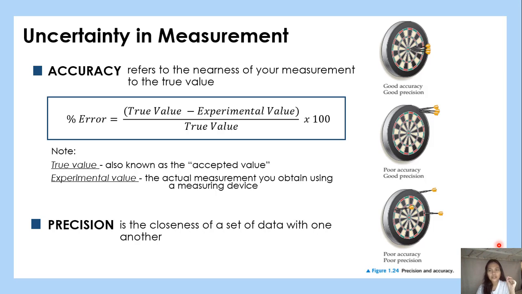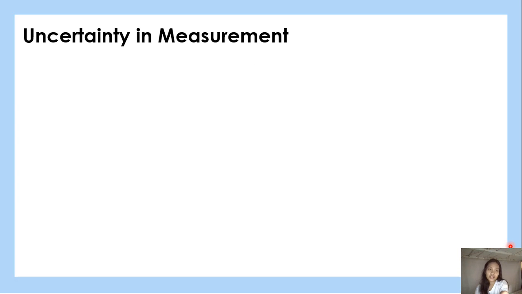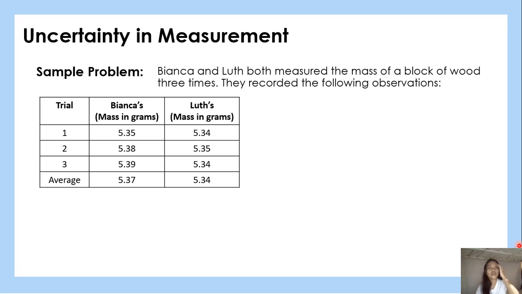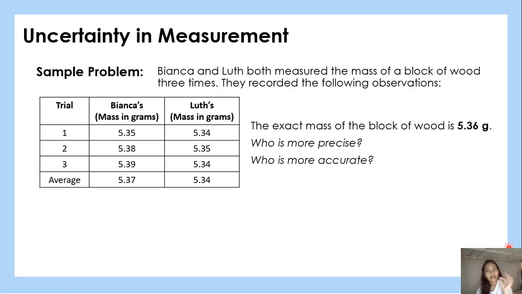Now, to further quantify and understand accuracy versus precision, we have here a problem. Bianca and Luz both measured the mass of a block of wood 3 times. They recorded the following observations in this table of results. The exact mass of the block of wood is 5.36 grams. The question is, who is more precise and who is more accurate? Let's tackle first the precision. Recalling, precision is the closeness of the results to one another.